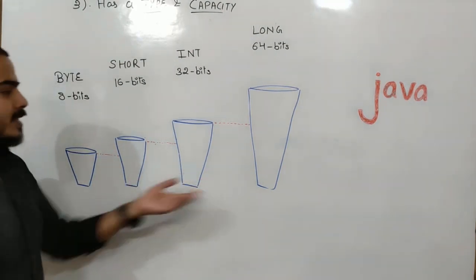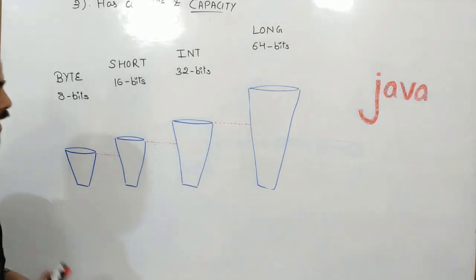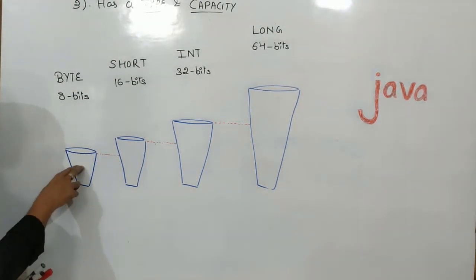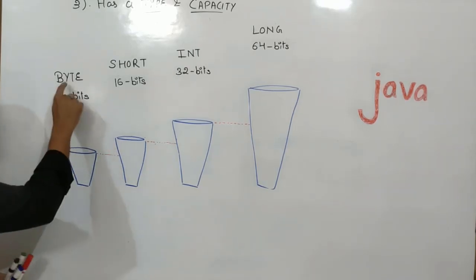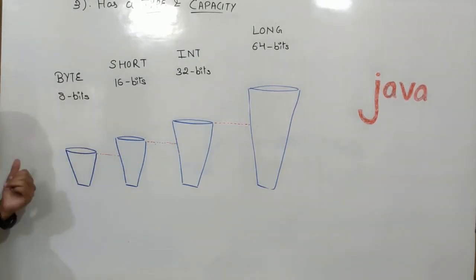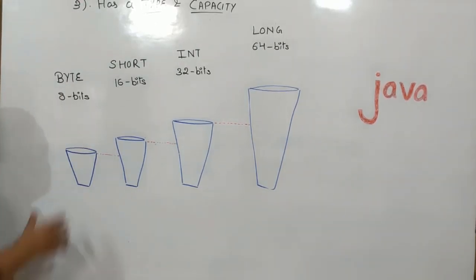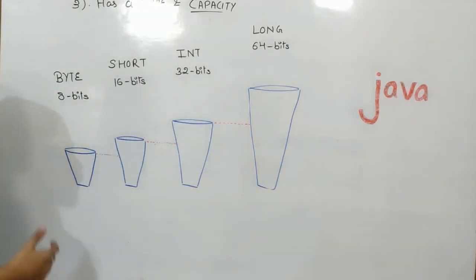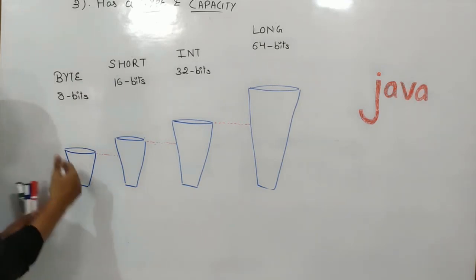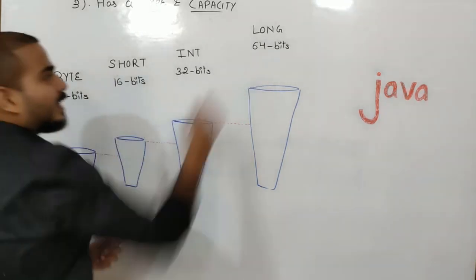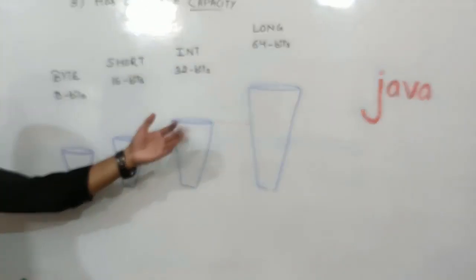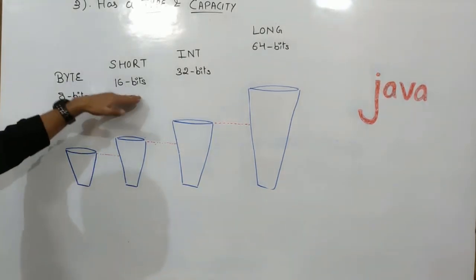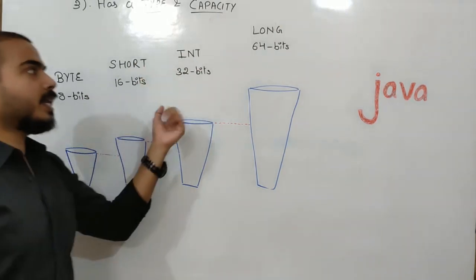Now this example is very similar to the previous one. As you can see, the left one, the first one, is of the least capacity and it is of type byte. The capacity of these containers is given in bits: 8 bits, 16 bits, 32, 64. One thing that you might have noticed is that as you move from left towards the right, the capacity of the container increases and becomes twice the previous one. 8 becomes 16 for short, it becomes 32 bits for int, and it becomes 64 for long.